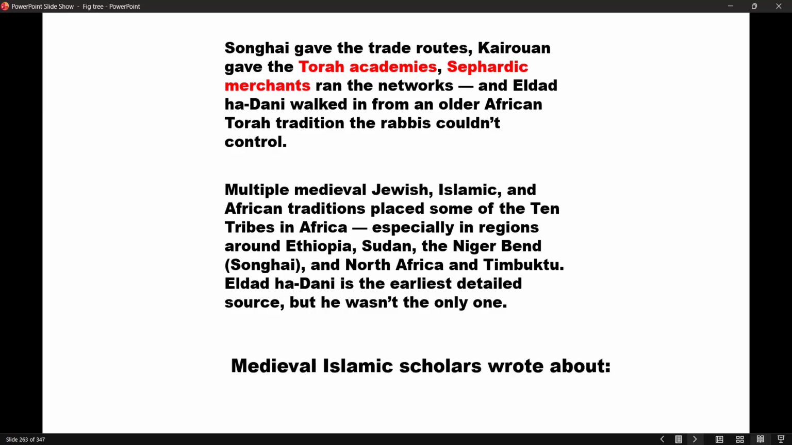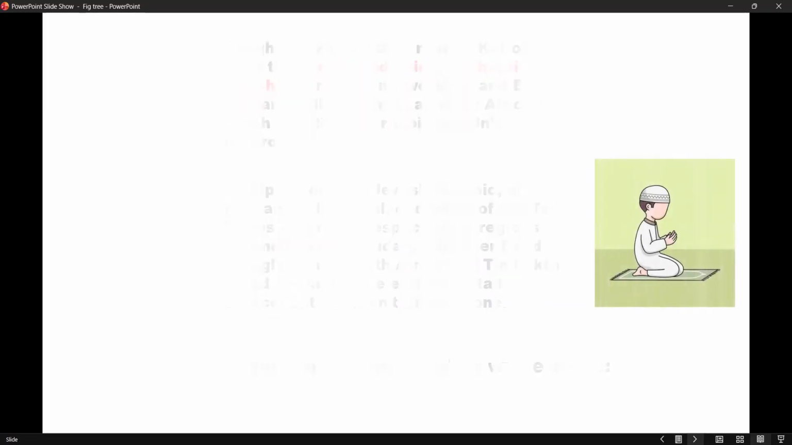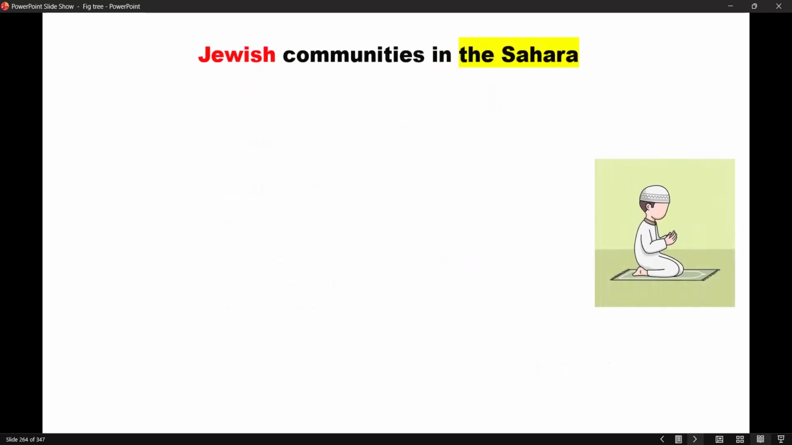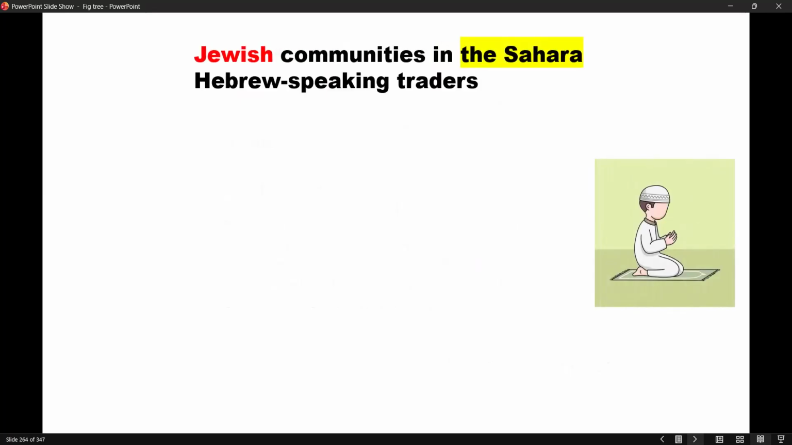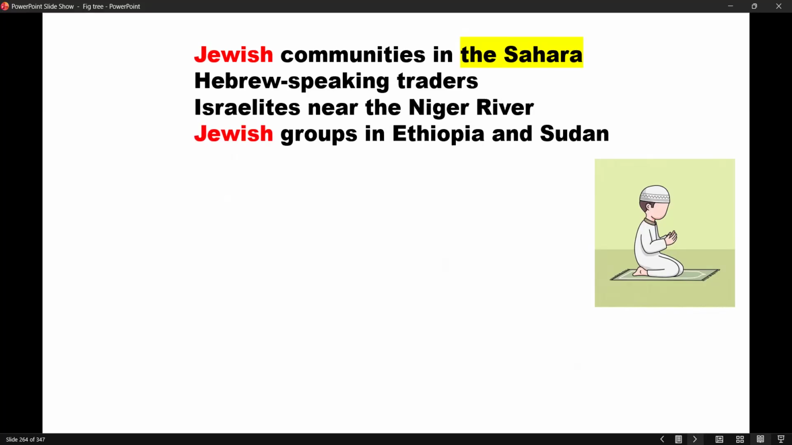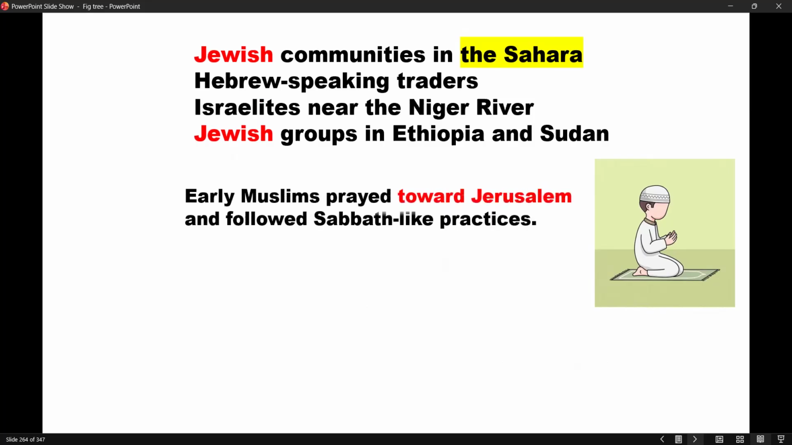Medieval Islamic scholars wrote about Jewish communities in the Sahara. See, so again, they're here. The little hats is here. Hebrew-speaking traders, Israelites near the Niger River, Jewish groups in Ethiopia and Sudan. And they use this ish thing here, and it could be confusion.